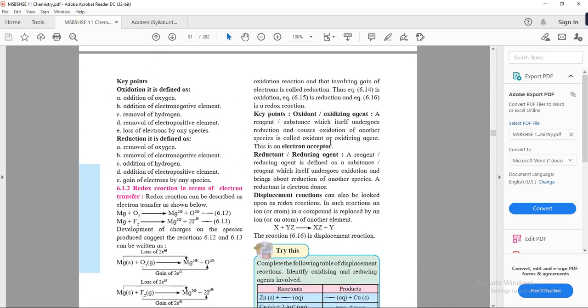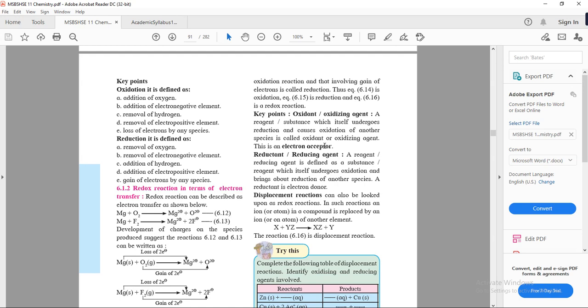Now, oxidizing agent and reducing agent. A reagent or substance which itself undergoes reduction and causes oxidation of another species is called an oxidant or oxidizing agent. So the oxidizing agent itself gets reduced and oxidizes another species. This is an electron acceptor. Oxidizing agents are electron acceptors. Reducing agents are electron donors, and the reducing agent itself gets oxidized and reduces other substances.